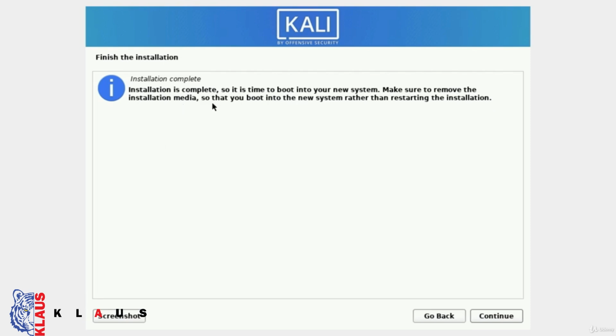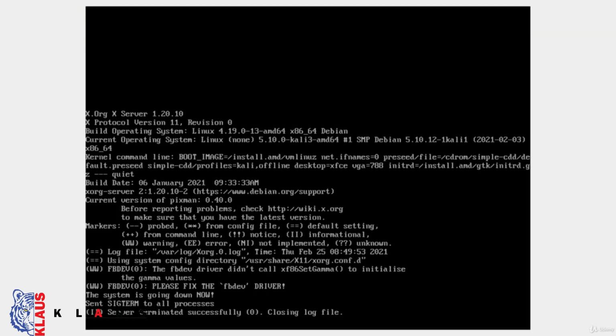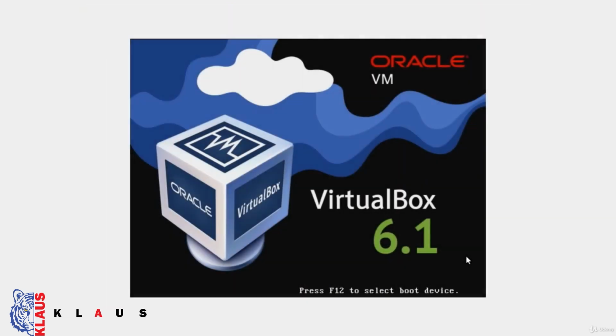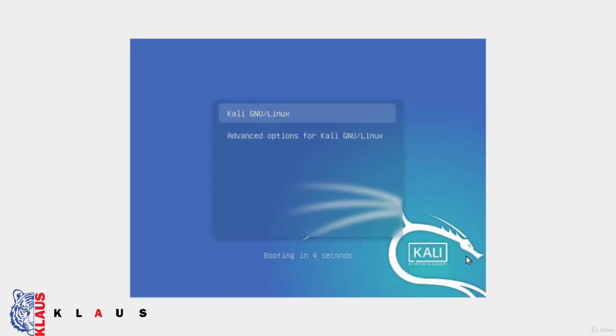And here is the last question. It says installation is complete, so it is time to boot into your new system. Make sure to remove any installation media so that you boot into the new system rather than restarting the installation. Since we don't have any installation media, we can just click on continue without unplugging or removing anything, and our installation is complete. Now our virtual machine will reboot and we will be able to use our Kali Linux virtual machine.